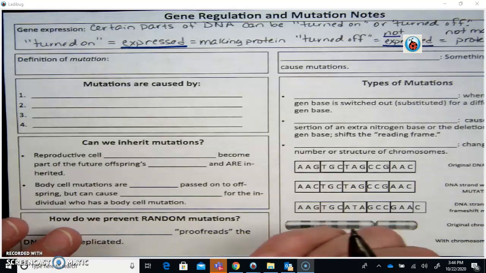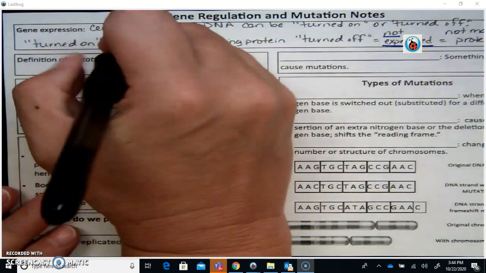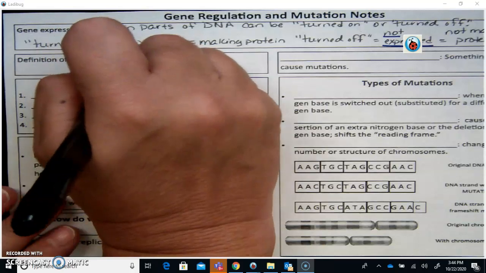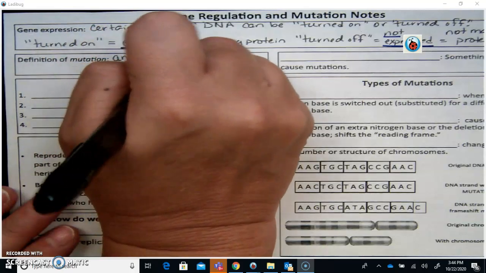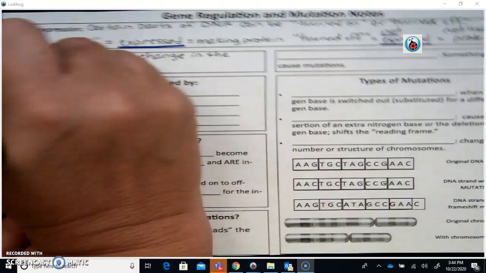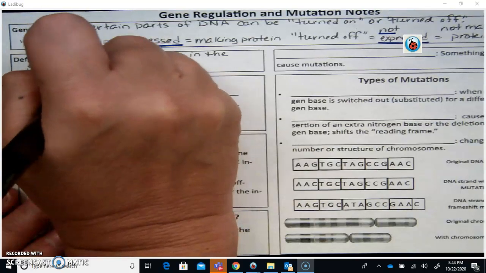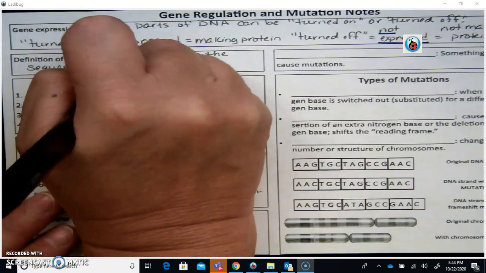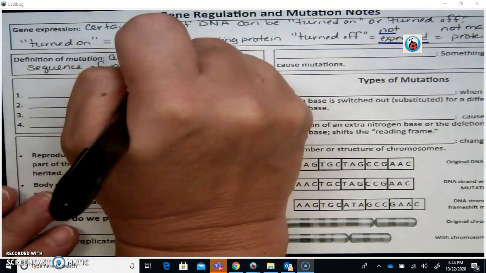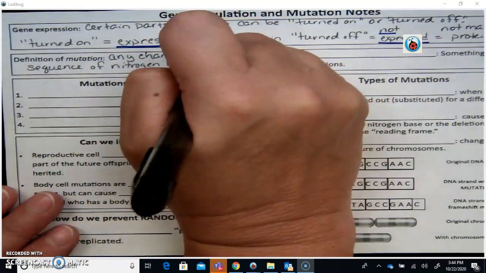But our definition of a mutation is any change in the sequence of nitrogen bases in DNA. So any change in the sequence of nitrogen bases in DNA.